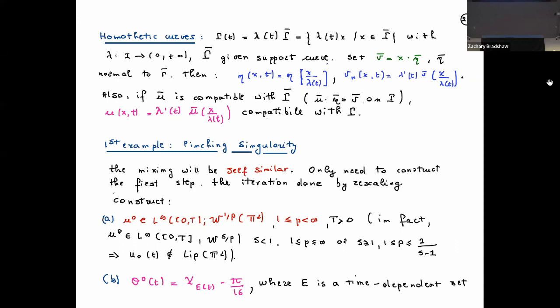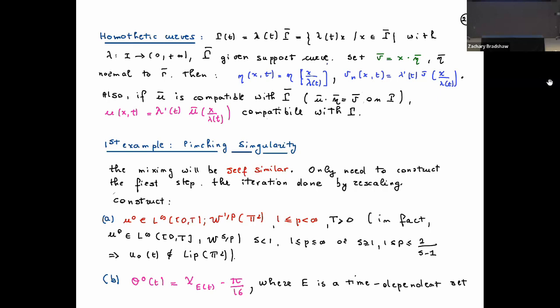What is a little less straightforward is that if U bar is compatible with gamma bar, which again, I remind you, means that the normal component of U bar is exactly the velocity of gamma bar, then the scaled vector fields will also be compatible with the homothetic curves. Okay? So we will use all of these concepts in our construction.